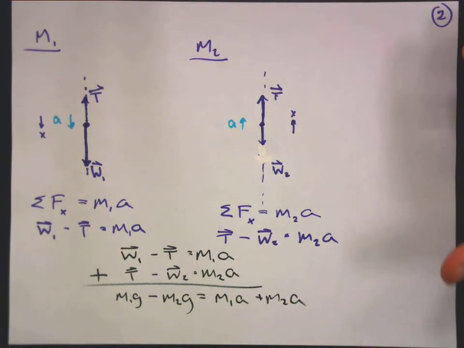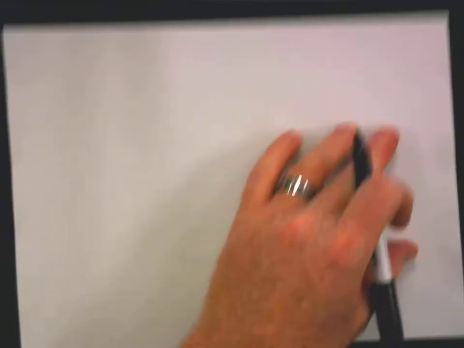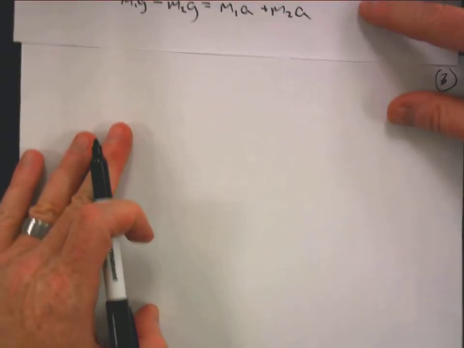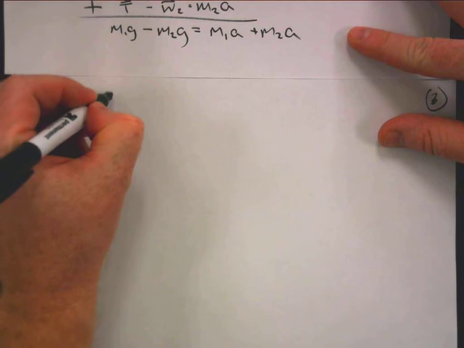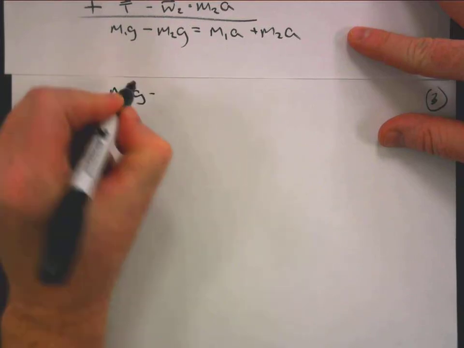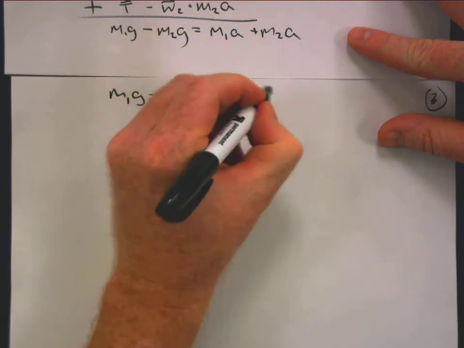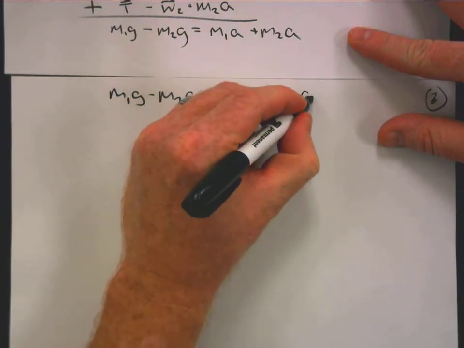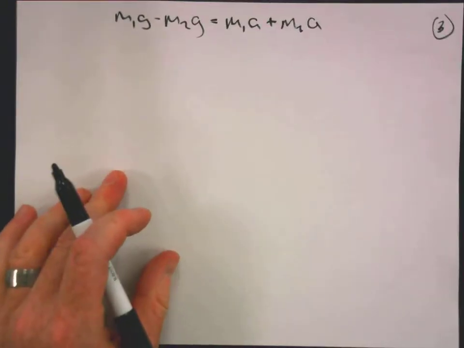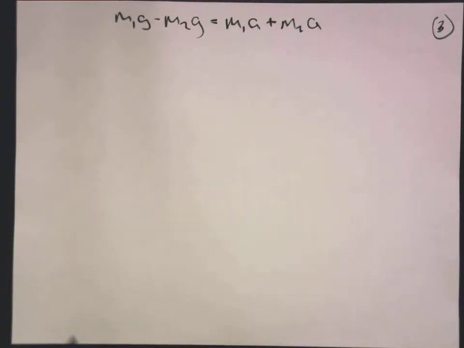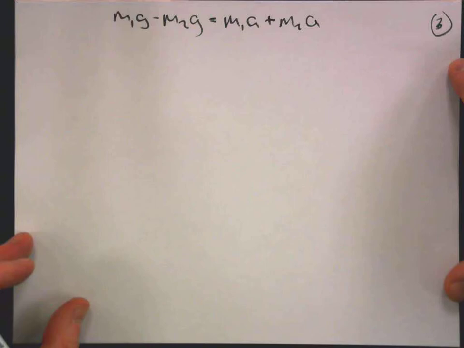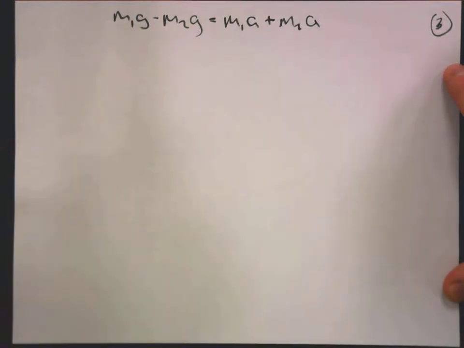Okay, I'm getting toward the bottom of the page. I'm going to be consistent here with the colors, and I'll rewrite that so I have that conveniently on the same page. M1G minus M2G equals M1A plus M2A. Okay, I've got those two equations combined into one. Tension canceled out. It is not anything that matters in terms of our acceleration.